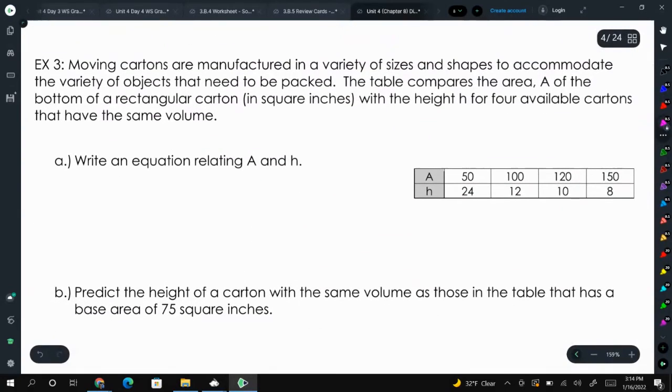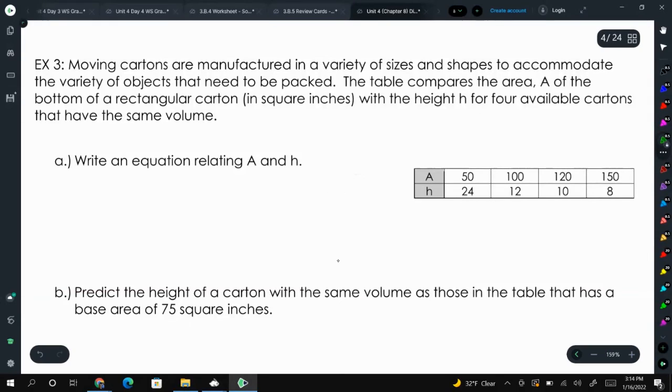So let's look at example number 3 here. Moving cartons are manufactured in a variety of sizes and shapes to accommodate the variety of objects that need to be packed. The table compares the area A of the bottom of the rectangular carton in square inches with the height h of 4 available cartons that have the same volume. So all of these have the same volume, but the height and the area of the base are going to be different. This is an equation relating A to h.